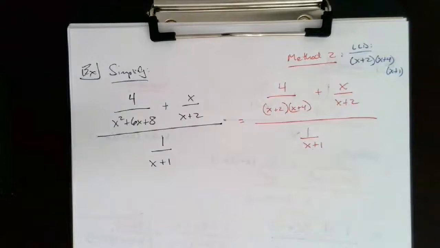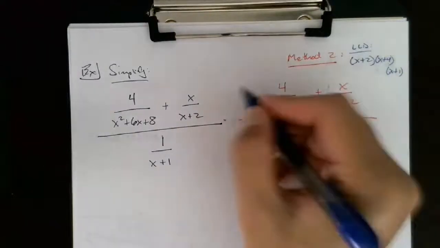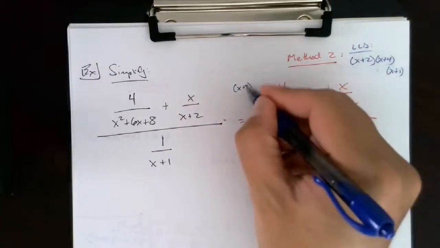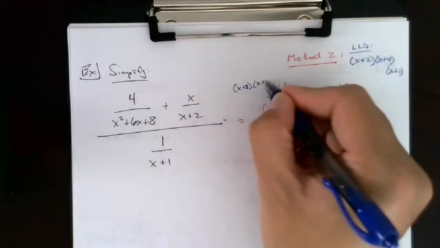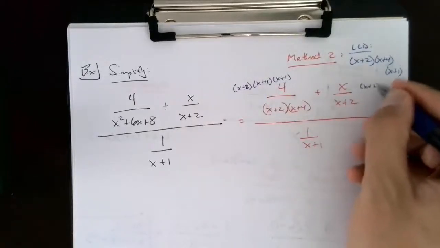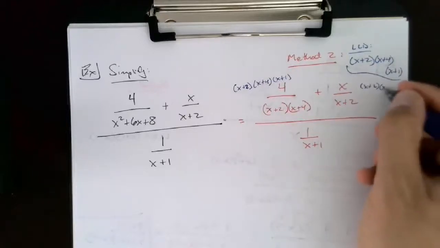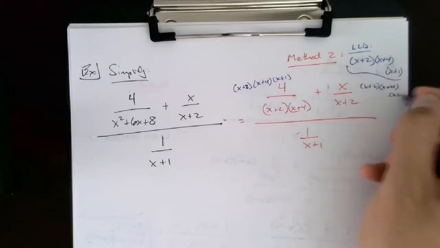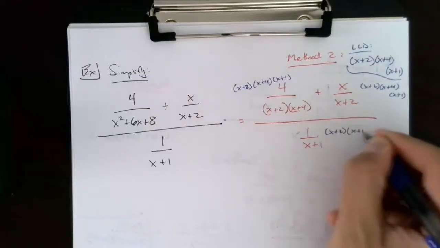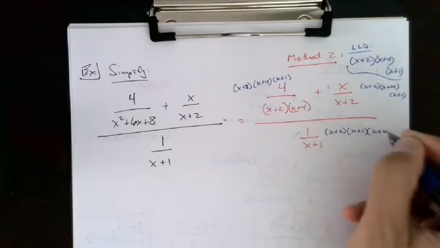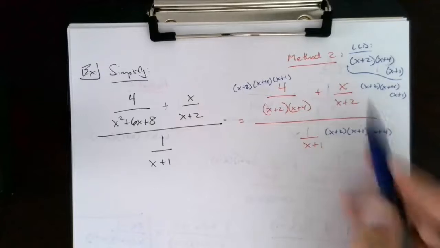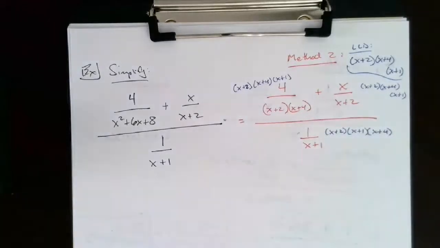So now we multiply every single term by this LCD. So I'm multiplying by x plus 2 times x plus 4 times x plus 1 here. I'm also multiplying by x plus 2 times x plus 4 times x plus 1 here. And I'm multiplying by x plus 2 times x plus 1 times x plus 4 here. Now I wrote this out of order by mistake, but it doesn't really matter. Multiplication is commutative. As long as you have all 3 factors present, it doesn't matter which order you write those in.